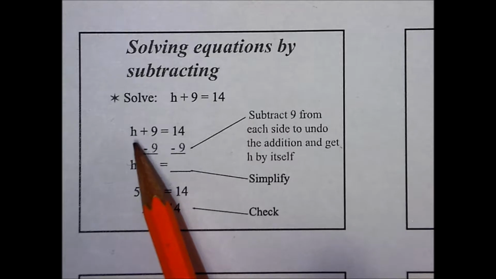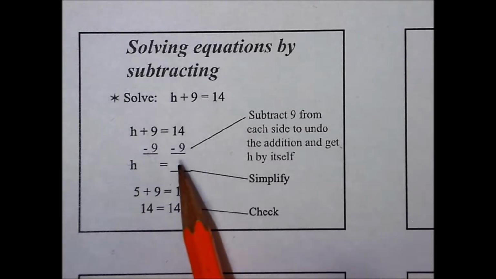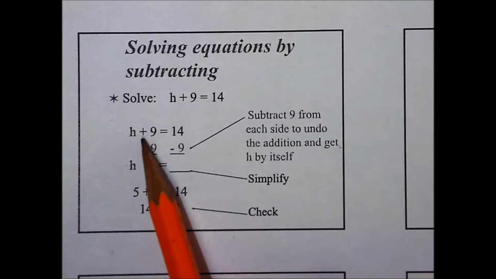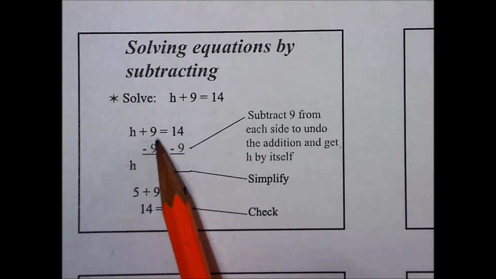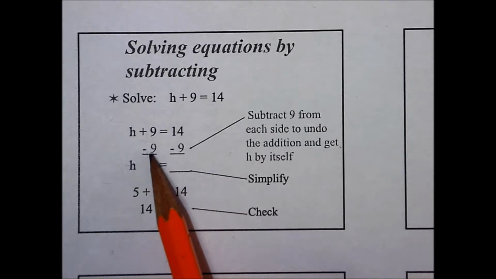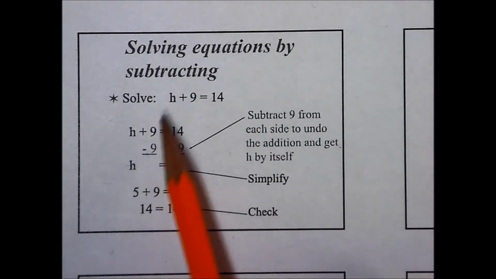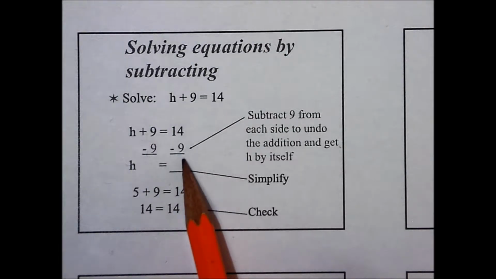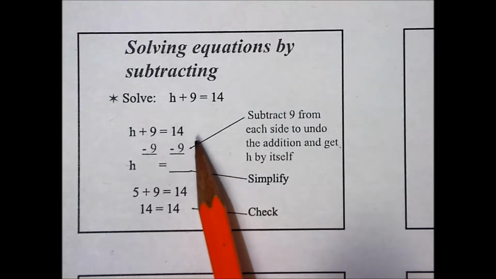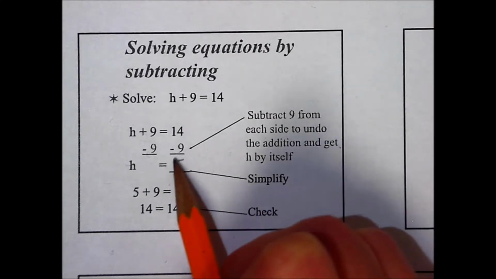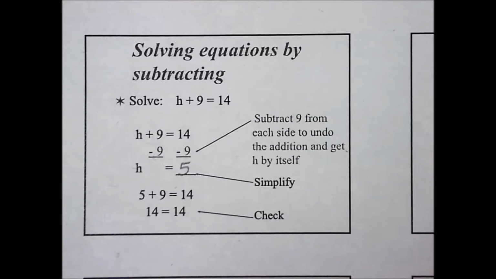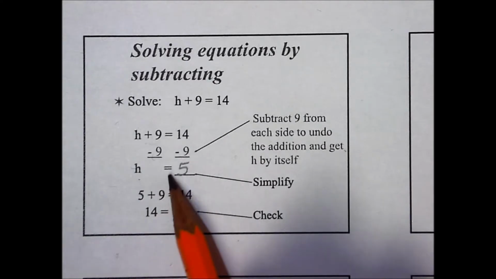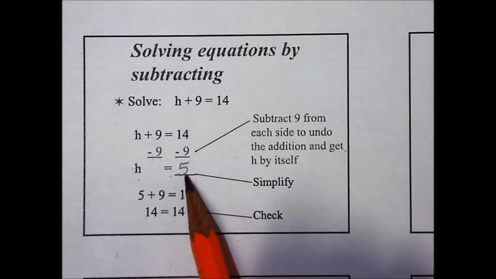The objective is to get h alone by itself on one side of the equation, so then I'll know its value. So I want to get rid of this plus 9. In order to get rid of the plus 9, I'm going to subtract 9 because 9 minus 9 is 0. If I do it to one side of the equation, I must do it to the other side. So 14 minus 9 is 5. So h equals 5. So 5 is my answer to the problem.